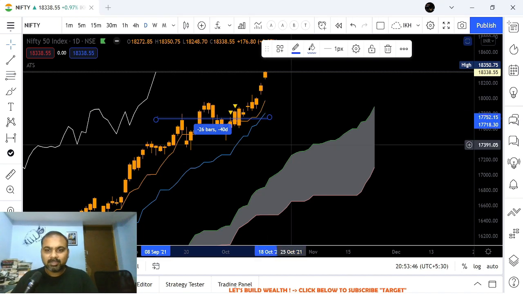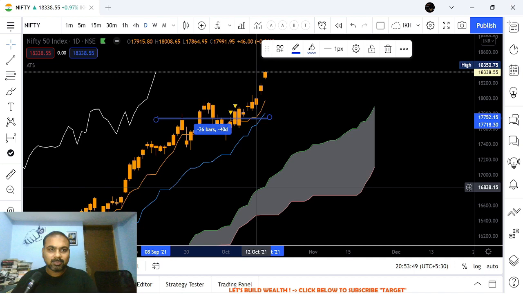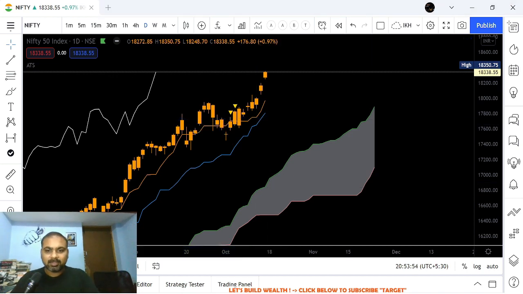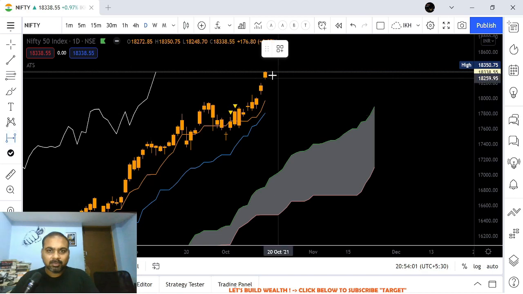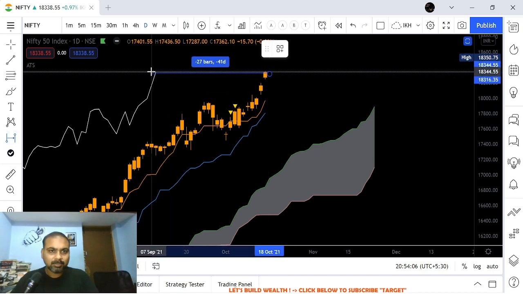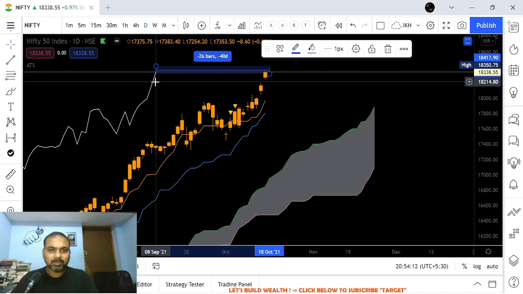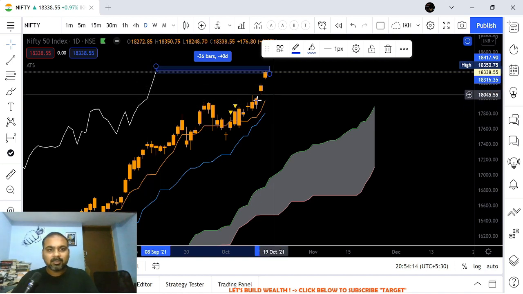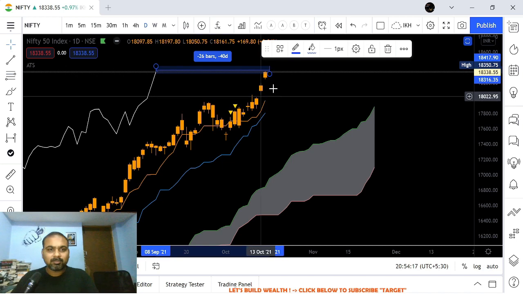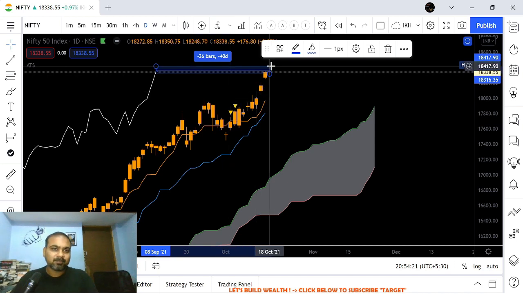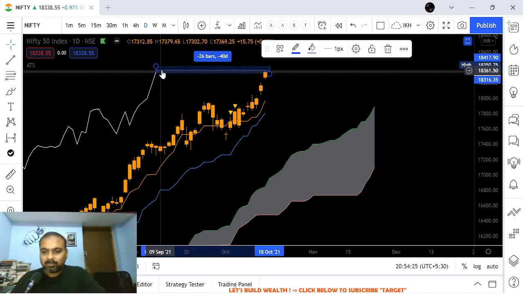In the same way, if I look at the lagging span, the white one, the lagging span is nothing but the price plotted 26 periods back from the current candle. If I look 26 periods back, that is where this Chikou span is plotted. The Chikou span is a lagging span that is 26 periods behind the current candle, right?